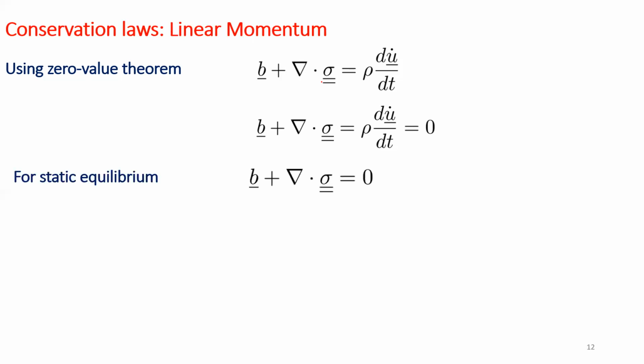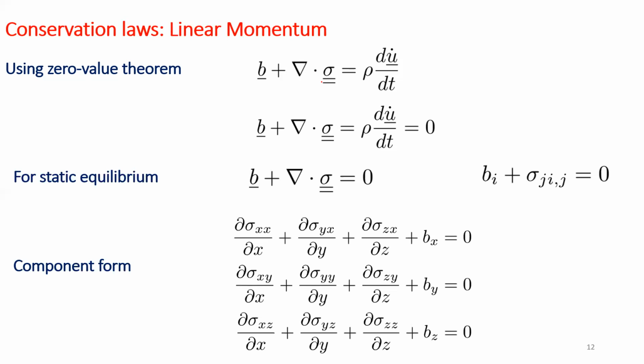So in case of static equilibrium, this is how the expression is: B plus del dot, the divergence of the stress, is 0. You can write it in indicial form or its component form. Now this is an expression which is very familiar to you from strength of materials or mechanics of solids, where you have analyzed an element and the components of the stress on it.